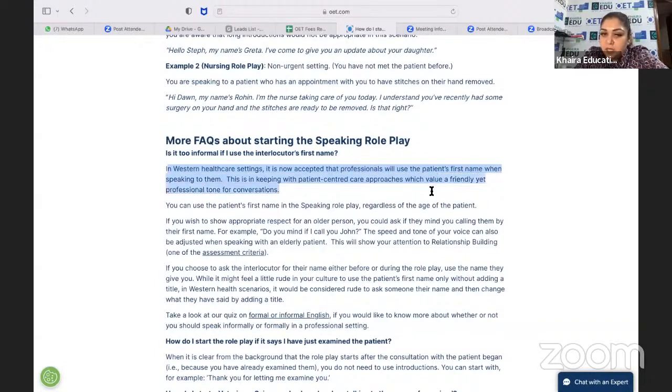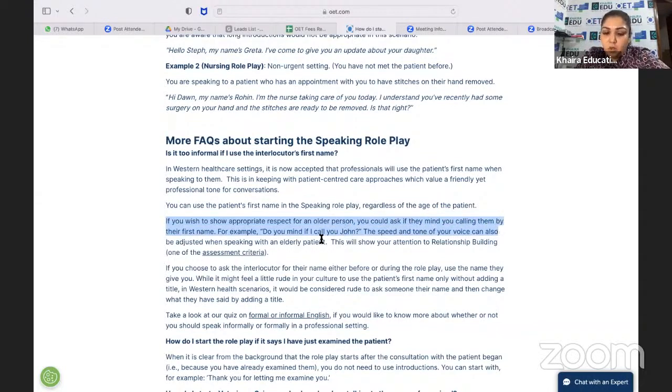This is in keeping with patient-centered care approaches, which value a friendly yet professional tone for conversations. You can use the patient's first name in the speaking role play, regardless of the age of the patient. If you wish to show appropriate respect for an older person, you could ask if they mind you calling them by their first name.